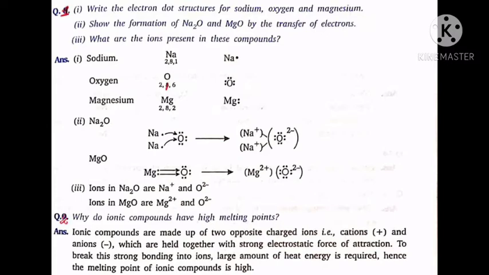Next question. Why do ionic compounds have high melting points? Answer. Ionic compounds are made up of two oppositely charged ions, that is cations and anions, which are held together with a strong electrostatic force of attraction. To break this strong bonding into ions, a large amount of heat energy is required. Hence, the melting point of ionic compounds is high.